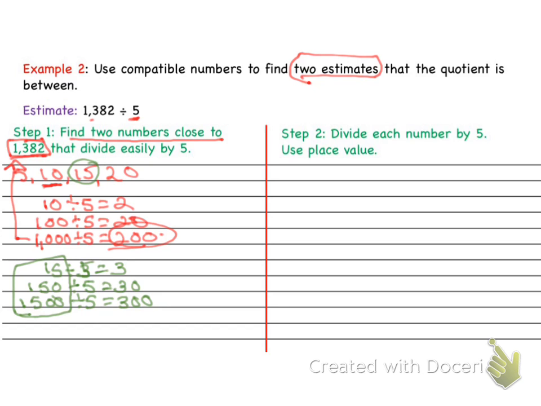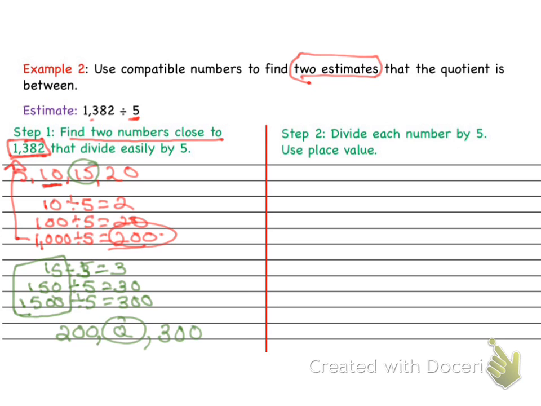So the answer to this question, find two numbers close to 1,382 that divide easily by 5, would be 200. Then the quotient is somewhere in between 200 and 300.